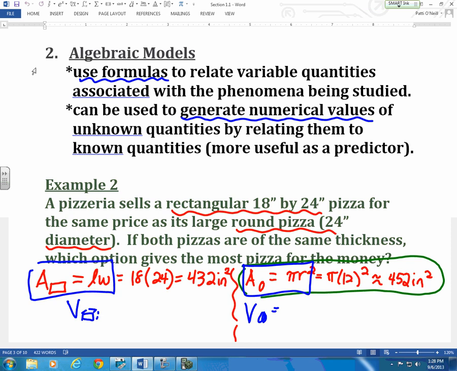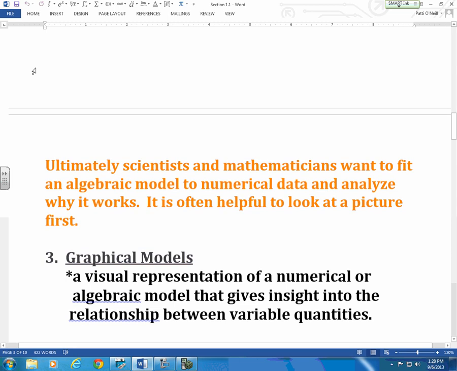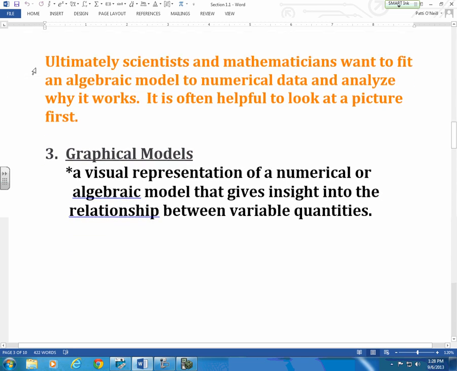The math isn't hard there. I just want you to understand what an algebraic model actually is. So I'm going to erase this again. Write down your questions, feel free to email them to me or post them on Edmodo, and we'll keep cruising along here. Ultimately, scientists and mathematicians want to fit an algebraic model to numerical data, and analyze why that connection actually works.